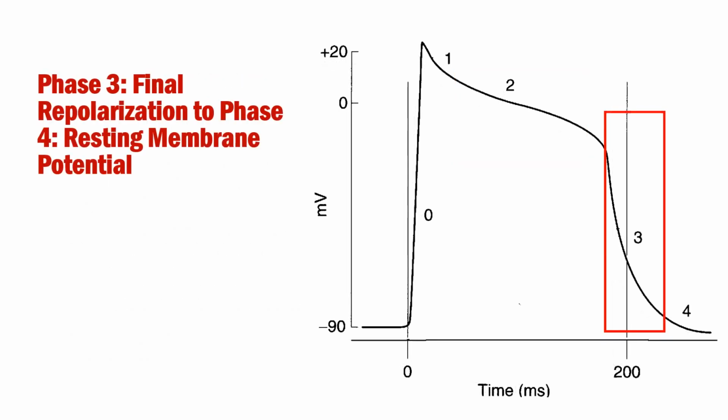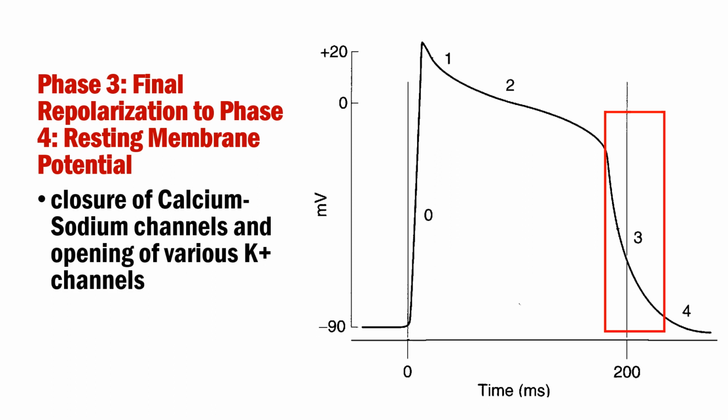Phase 3, which is the final repolarization, and Phase 4, which is basically the return to the resting membrane potential, are both due to the closure of calcium-sodium channels and opening of various potassium channels, allowing efflux of these ions.